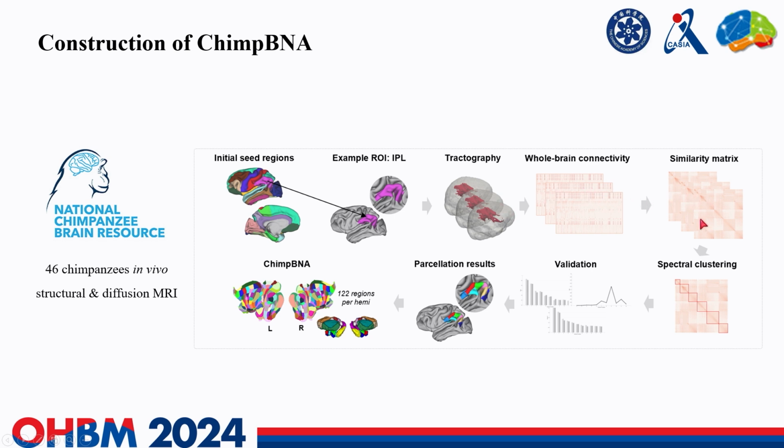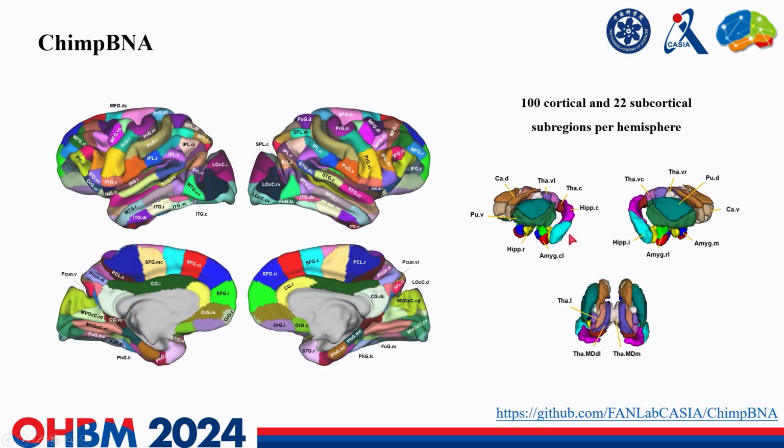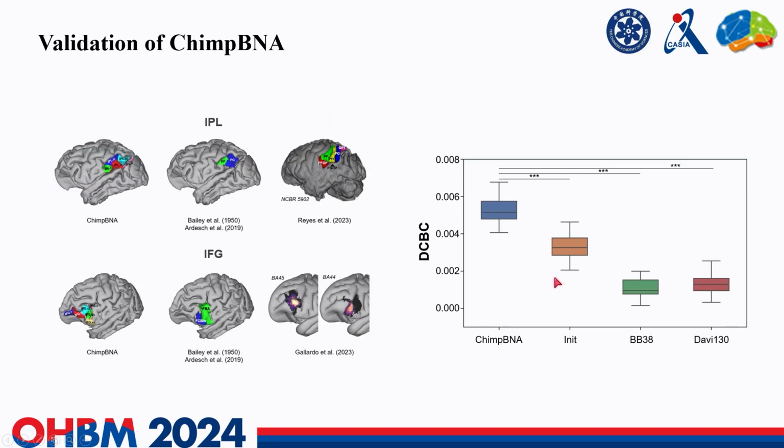We calculated the similarity matrix and conducted spatial clustering to define the optimal number of subregions, thereby obtaining a whole-brain parcellation. We divided the chimpanzee brain into 100 cortical and 22 subcortical subregions per hemisphere. The atlas is now open through our GitHub repository and also available for visualization.